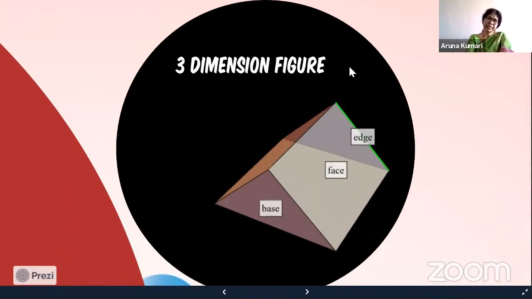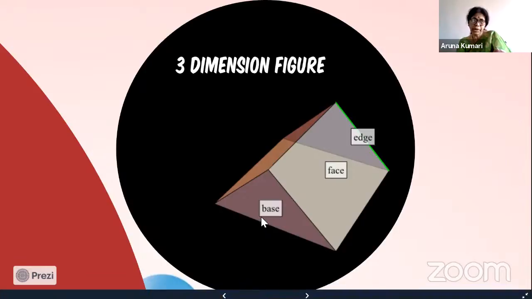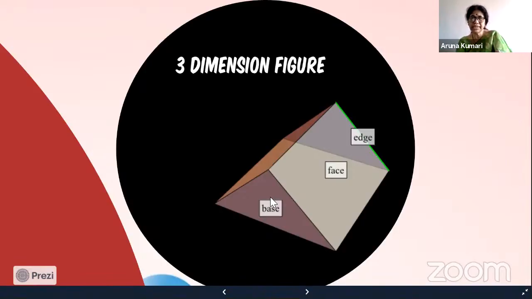See, three-dimensional figure. You know very well. In the last week's class only we studied. Both sides, top and base, are triangles, and the others are three rectangles. What is this? Can you remember this? Can you recognize this? This is nothing but a triangular prism.